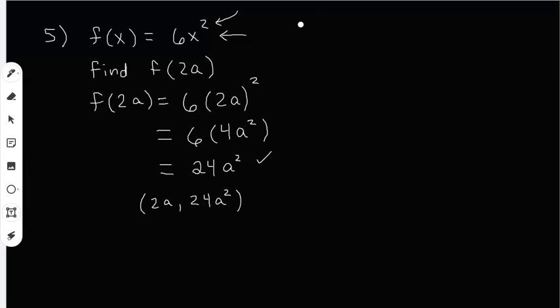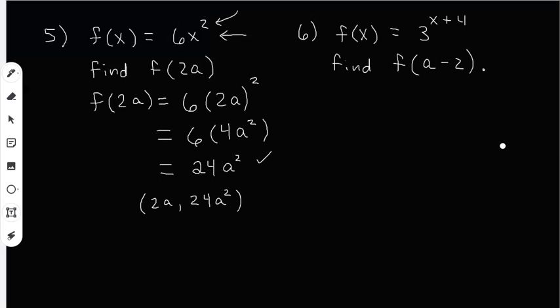Okay, let's try number 6. For number 6, they give me f of x is equal to 3 to the x plus 4 power. And they need me to find f of a minus 2.